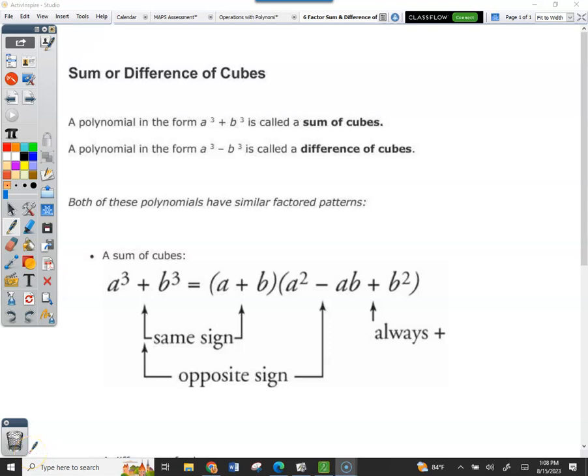So yesterday we had that little half sheet with the factoring on it, right? And then the very last example was a sum of cubes. And I said we were going to take more notes on it today. So the piece of paper that you just got is all about sum or difference of cubes.